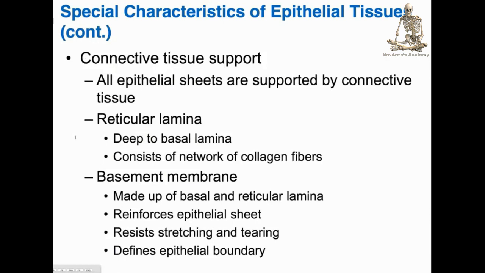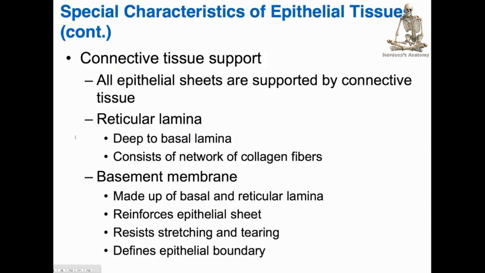Now, as we discussed, the epithelial tissues are provided support by connective tissue, so all these epithelial sheets are supported by connective tissue. Below the basal lamina, which we discussed is an adhesive sheet, there is the reticular lamina, which is deep to the basal lamina and consists of a network of collagen fibers, which we will be discussing in connective tissue. In combination, the basal lamina and the reticular lamina form a basement membrane, which helps reinforce the epithelial sheet.